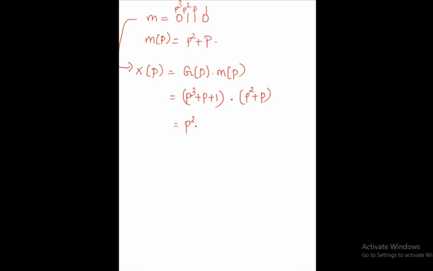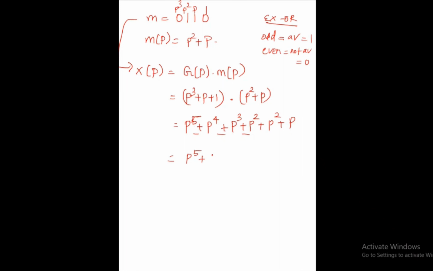So P cube with everyone: P power 5 plus P power 4 plus P cube plus P square plus P square plus P. While multiplying, add your powers. Now I will tell you the shortcut. Here I have written plus, but it is actually modulo 2 addition, which is nothing but the XOR operation. The shortcut is: if a term occurs an odd number of times, the term will be available. If the term occurs an even number of times, it will not be available. Here it is 1, here it is 0. Now you can see P5 is available only one time, odd times, and P4 also one time. P cube also one time, whereas P square occurs an even number of times. So you have to cancel that, and the last P remains.